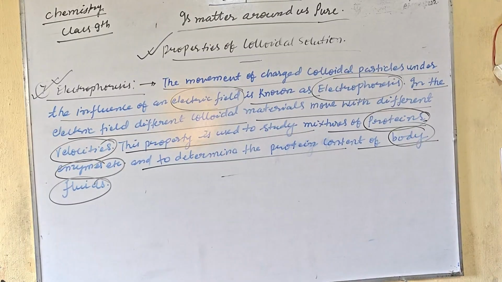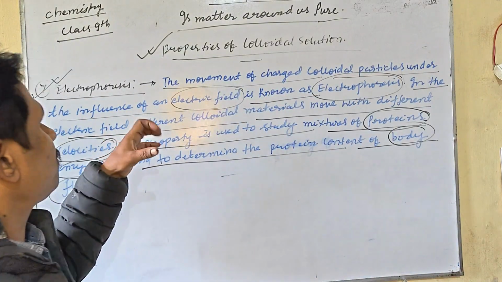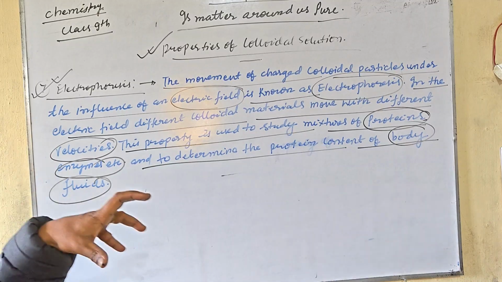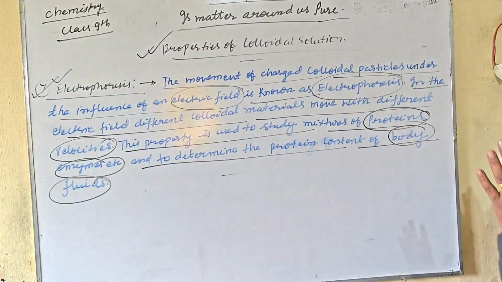So the properties of colloidal solution. The last topic is electrophoresis. The movement of charged colloidal particles under the influence of an electric field is known as electrophoresis. In the electric field, different colloidal materials move with different velocity. This property is used to study mixtures of protein by enzymes and to determine the protein content of body fluid.